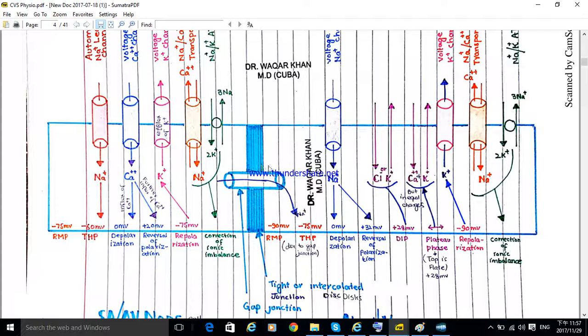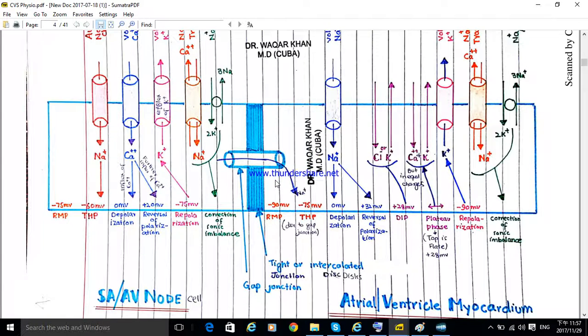Through this, sodium will leak down to the atrial ventricular myocardium, which was already in the resting phase at minus 90 mV. From here to there sodium has been transferred, and the sodium has a positive charge and it is an influx, so as we discussed earlier, when we have positive charge influx, it becomes more positive and less negative. So it will become less negative, up to minus 75 mV, and minus 75 mV is the threshold potential.